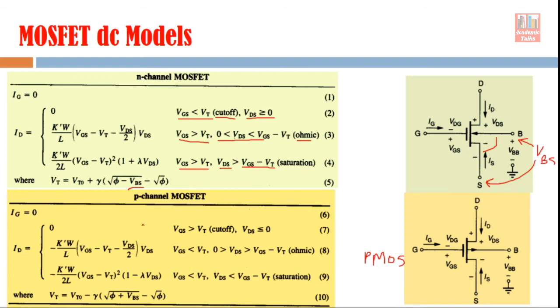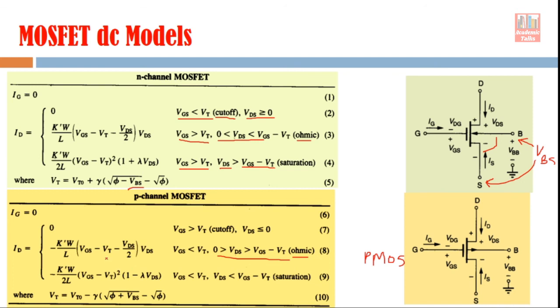And if your VGS is greater than VT, because this is PMOS, the polarity has reversed there, right? So here, if VGS is greater than VT, you see that this current ID is 0. And if VGS is less than VT, then channel formation will take place, and you see the polarities here have changed. If VDS is less than VGS minus VT and greater than 0, in that case, in the ohmic region, the ID is given by this equation.